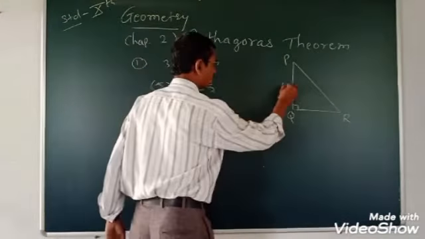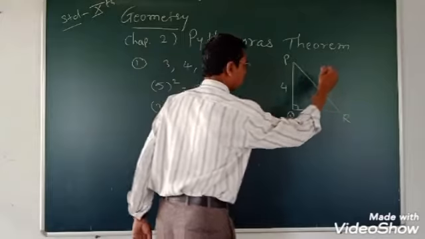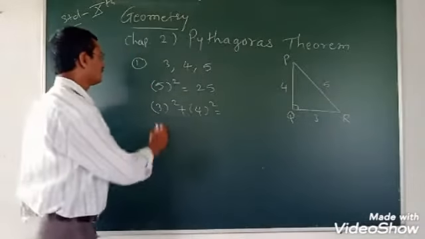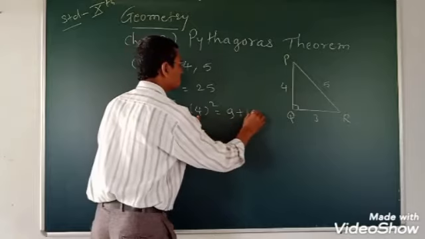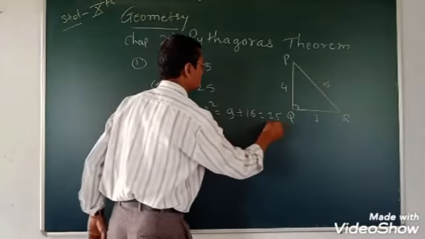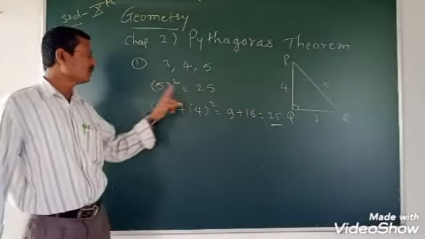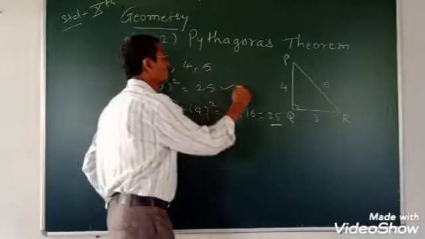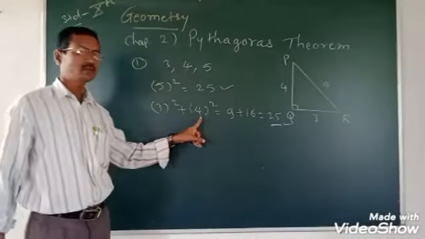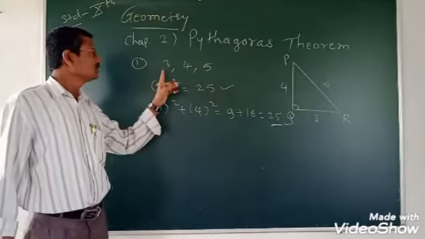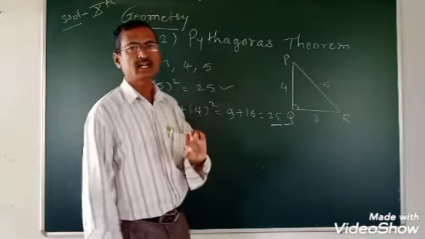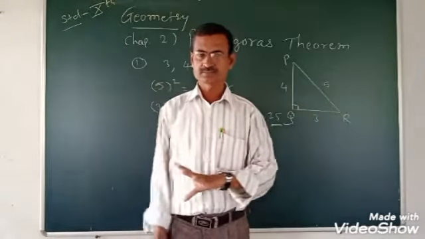Suppose it is 4, it is 3 and it is 5. Let us check it. Square of 3 is 9, square of 4 is 16, and its sum is 25. Here the square of the longest side is equal to the sum of the squares of the remaining two sides. It is proved. Hence, the numbers 3, 4 and 5 are called Pythagorean triplets.